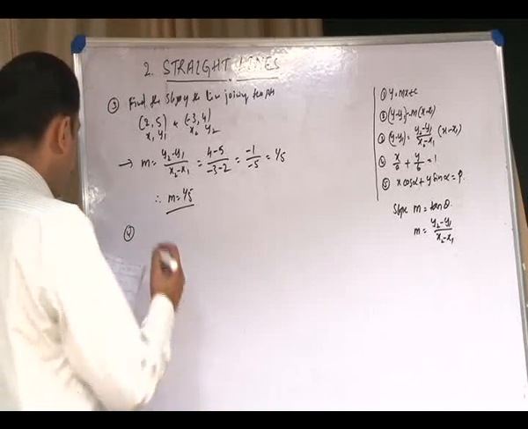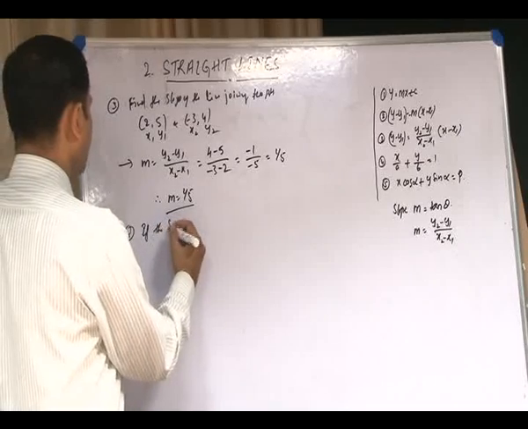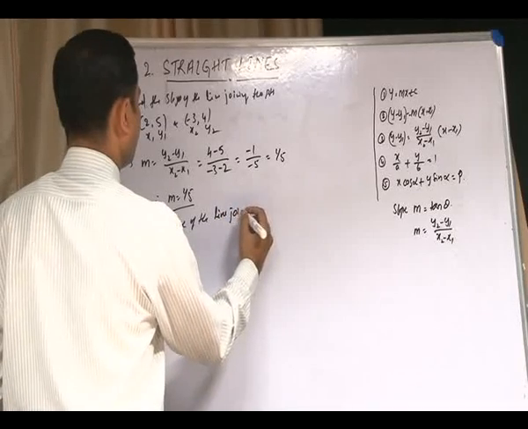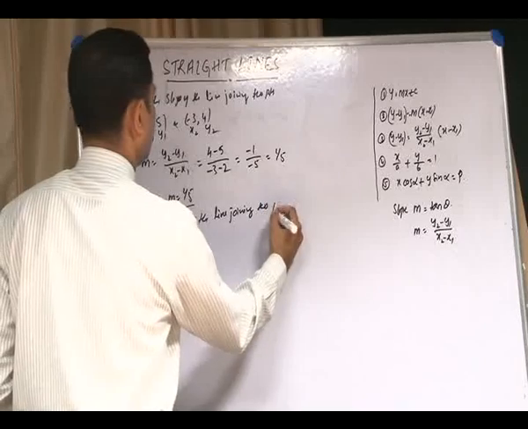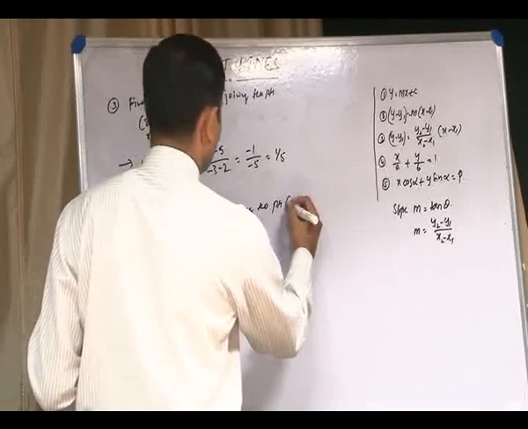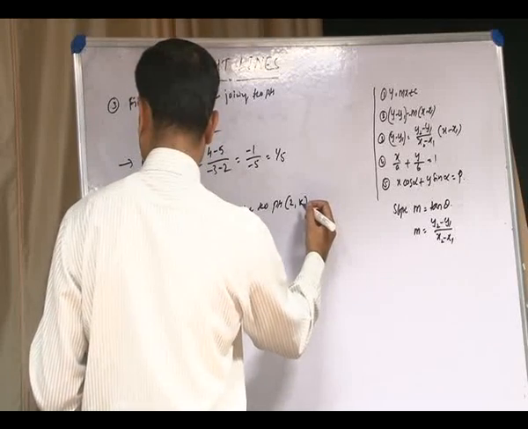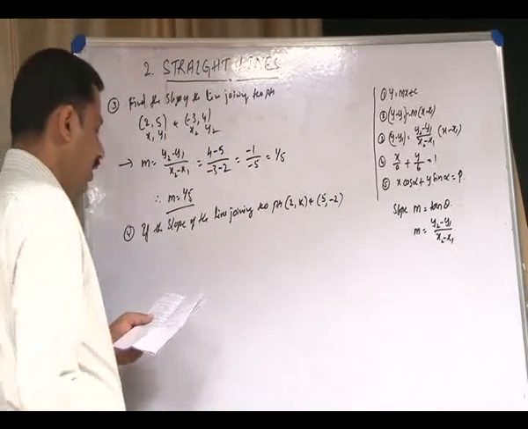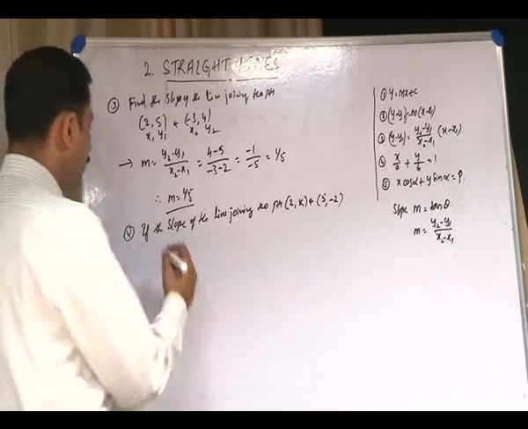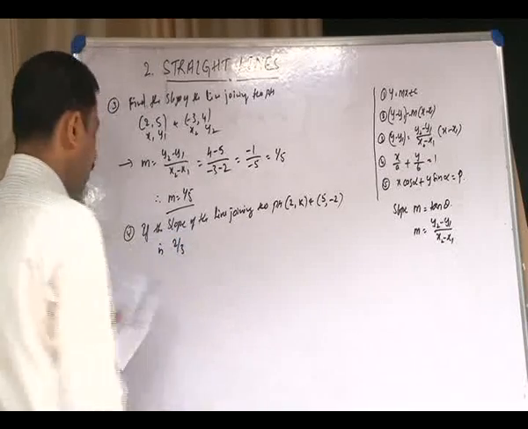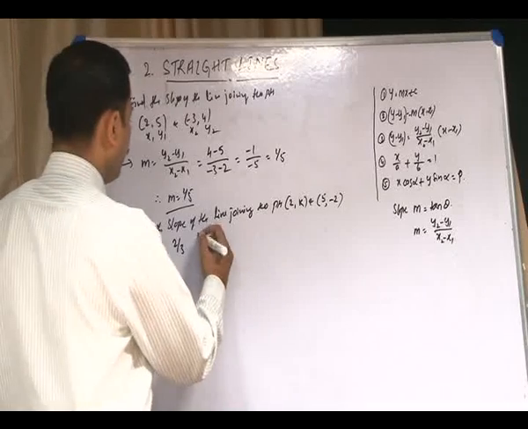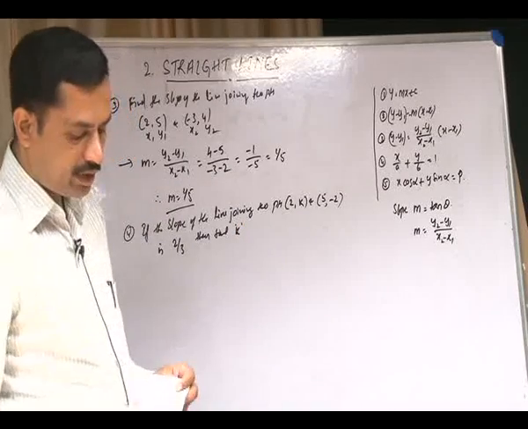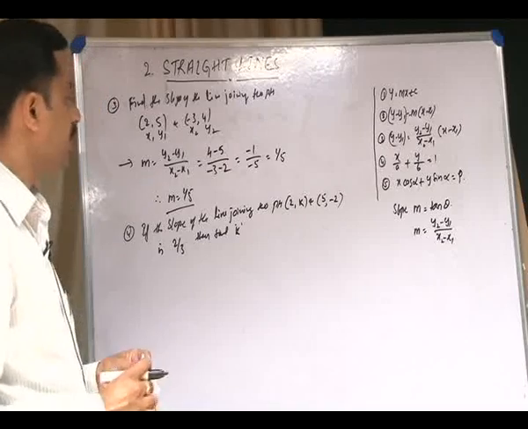If the slope of the line joining 2 points 2 comma k and 5 comma minus 2 is 2 by 3, then find k. So here the slope of the straight line is given. We have to find the value of the constant k here.